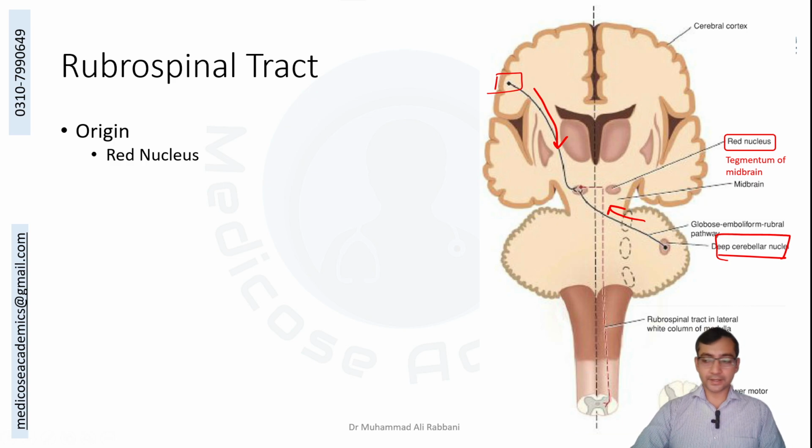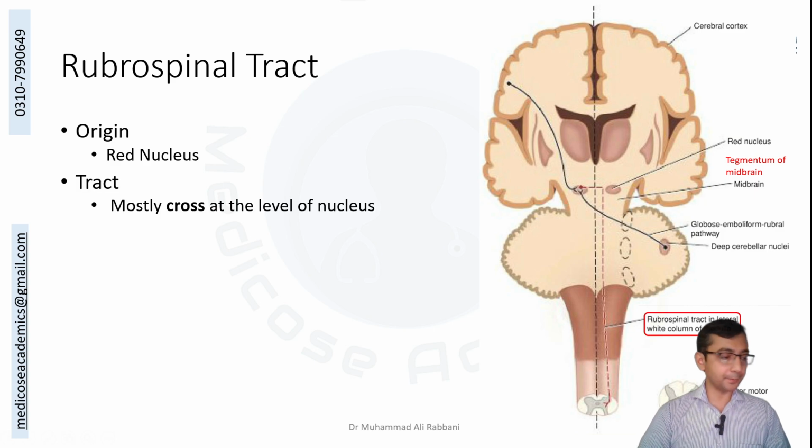Now, the rubrospinal tract, from here, crosses the midline. This is the tract that is going to influence the flexor muscles. So you sit while crossing the legs.